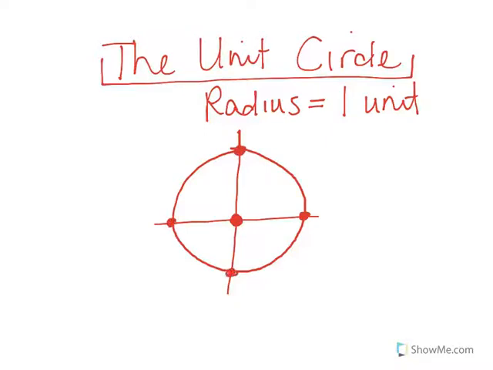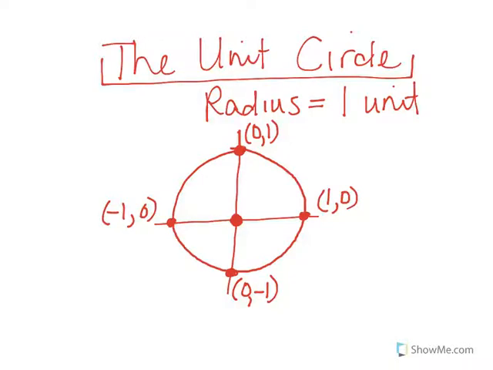So if our radius is 1 and we go from the origin 1 over to the right, this would naturally be the point simply 1, 0. And if we went up 1 from the origin, that would be the point 0, 1. This point over here would be negative 1, 0. And this would be 0, negative 1. Right?